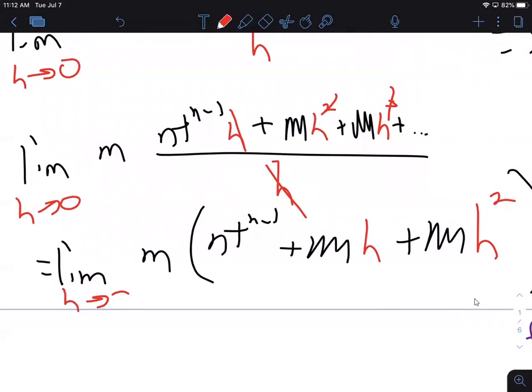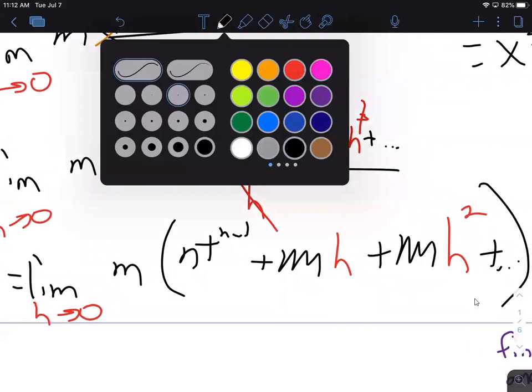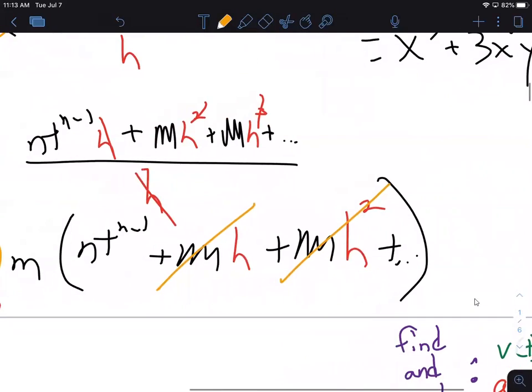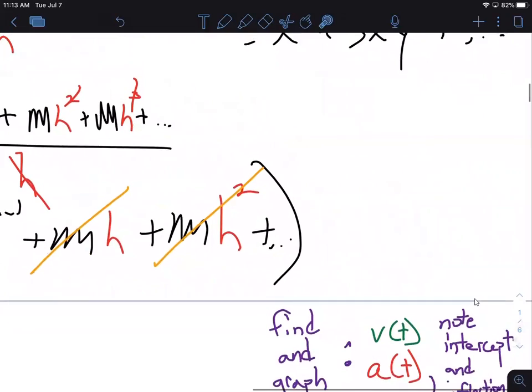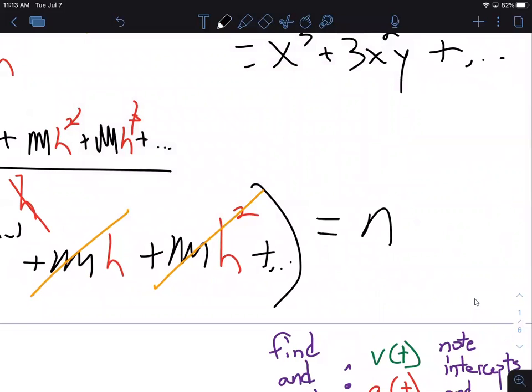And my limit has now become pretty easy to do. Well, as h goes to 0, I don't have anything in the denominator anymore. I don't have to worry about any weird stuff happening. This goes to 0. And this goes to 0 because they're multiplied by h squared, and so on. And there are more terms here. So these all go away when I take this limit, which leaves me with just this first term. N t to the n minus 1.